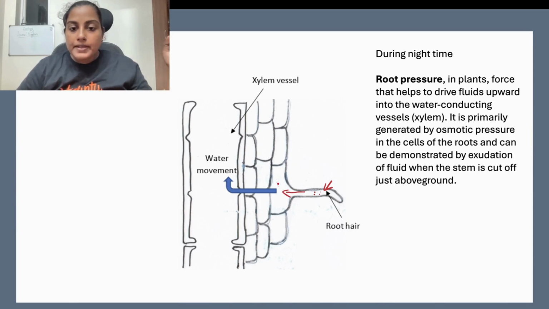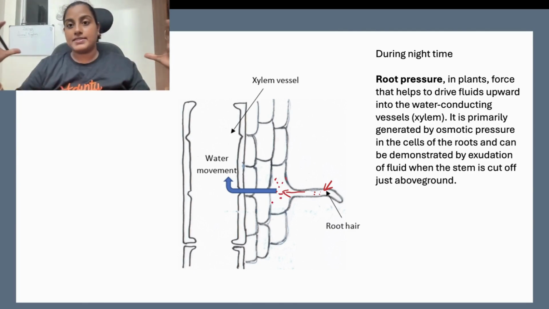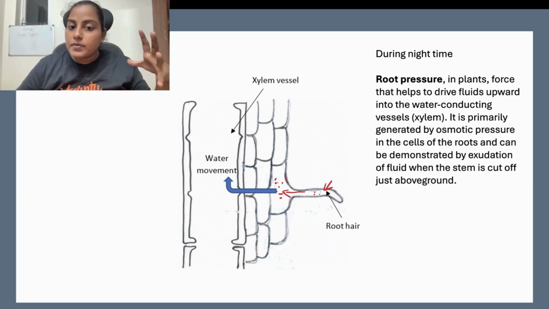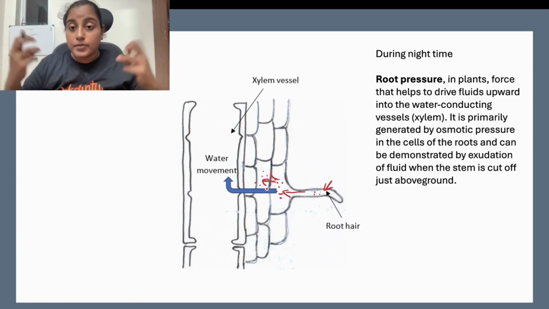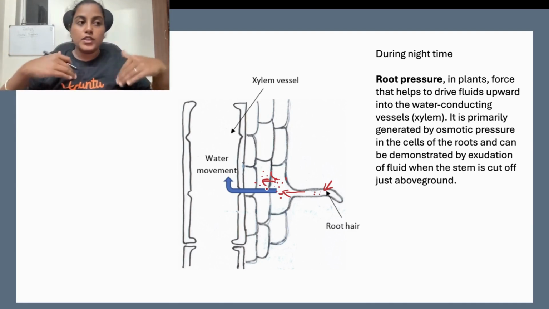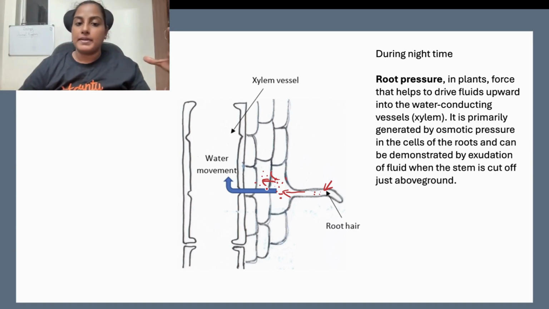Now what happens when they take up a lot of water, they become very turgid, right? And the tissues become very elastic. So as they become turgid, they will push the water to the adjacent cell, and then this will become flaccid so that it can absorb the water again. So basically the root cells are taking up the water, becoming turgid, pushing the water to the adjacent cell and becoming flaccid again so that they will absorb water again, and this keeps on happening, and the water is being pushed to the xylem vessels. So this pushing force is what is referred to as the root pressure. See, beautifully put in words: force that helps to drive fluids upward into the water conducting vessels.